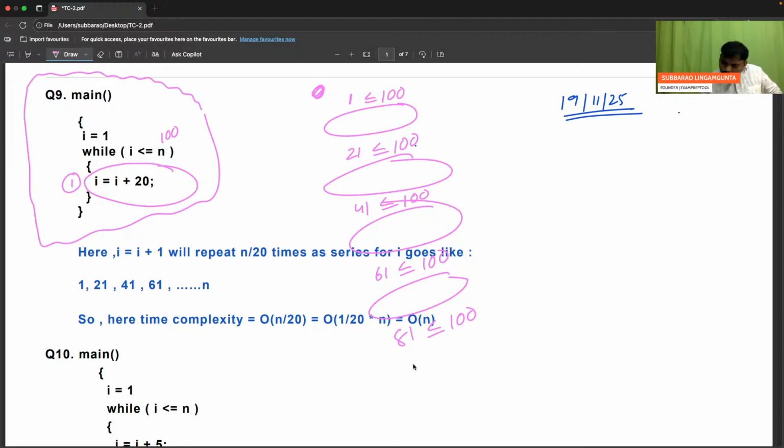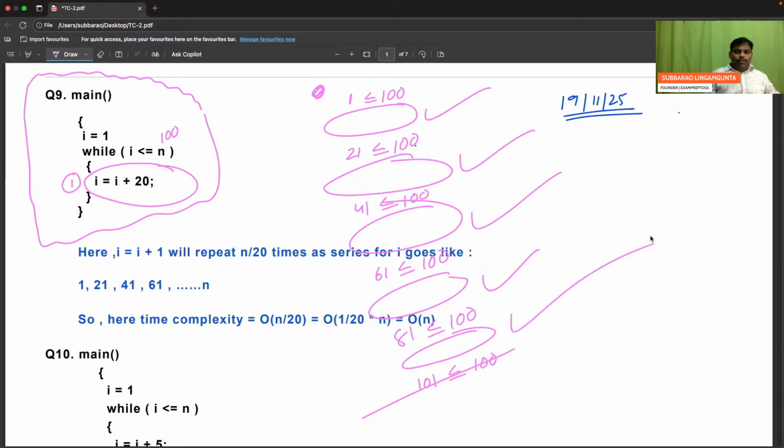So next one, if you observe clearly, 81 plus 20 is going to be 101, which is not less than or equal to 100. So this is failed. If you observe clearly, you are able to go inside the loop only 5 times. So with n value 100, incrementing by 20 every time, only 5 times.